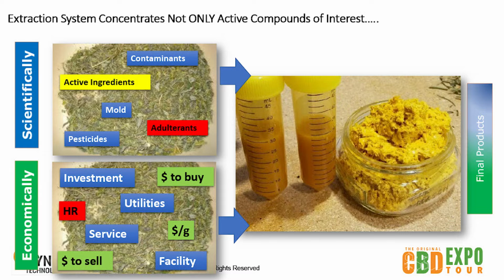And I put the two, adulterants and HR, in red just because I could.